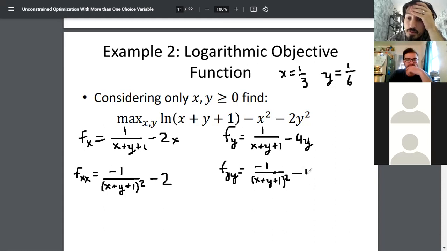And then the only one that's left to do would be the mixed one, which is f_xy. Luckily, we don't have to do f_yx. It's always the same as f_xy.